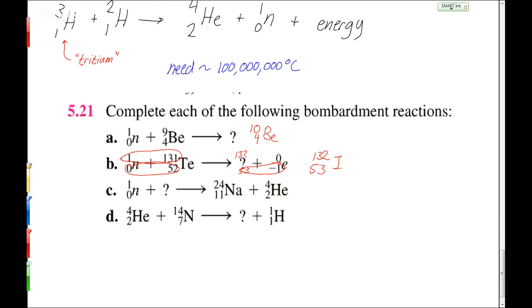Next one, again, we add them up. So we've got 28 on top and 13 on the bottom. Since there's a 1 over here, we got to have then 27 and 13. And that is aluminum. And the last one, 4 and 14 is 18. So this one's got to be 17 because 17 plus 1 is 18. 2 and 7 is 9. So this should be 8 because 8 plus 1 is 9. And that's oxygen.